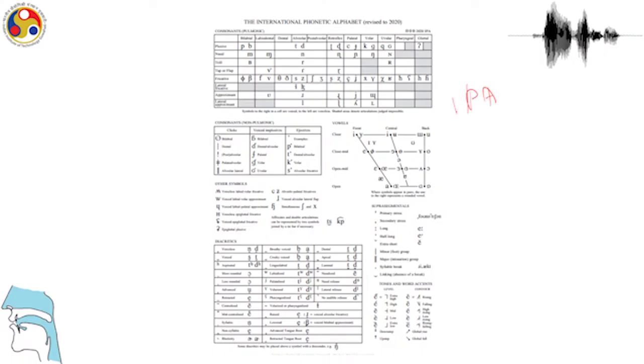This is the IPA chart, which we showed you. It has been developed by the International Phonetic Association, and this is the revised 2020 chart, which means it is revised after some time, so that the more languages we know about, the more we try to be as inclusive as possible of all the phonemes in the world's languages.